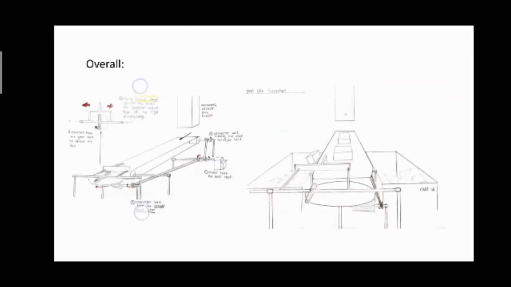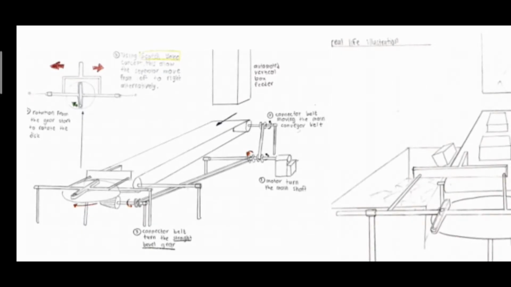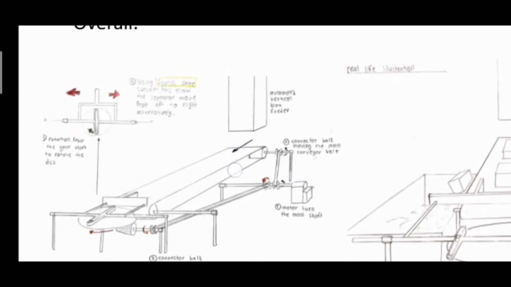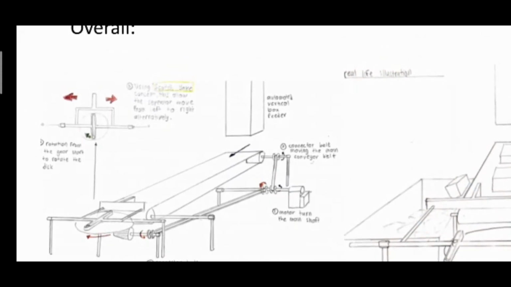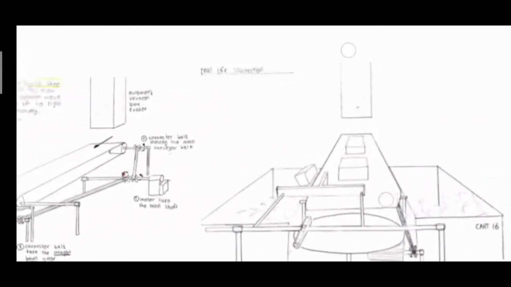So this is the overview, and like I said, it works in a simple way where the motor powers both of the systems, and this allows the separator to move left and right accordingly, and this is the real life illustration of the design.